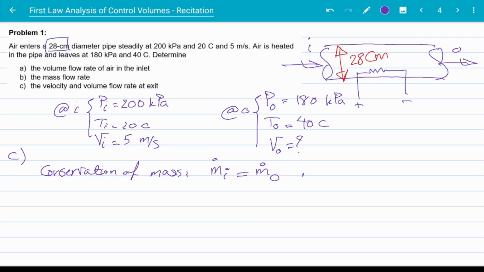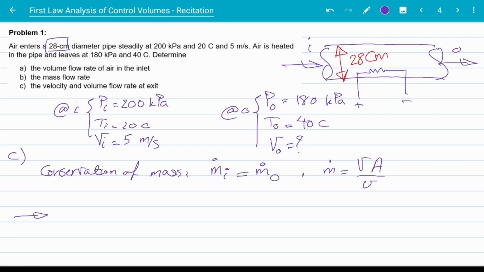We also know that m dot is velocity times cross-section area over a specific volume, right? So I'm going to use this equation and plug it back into the conservation of mass.